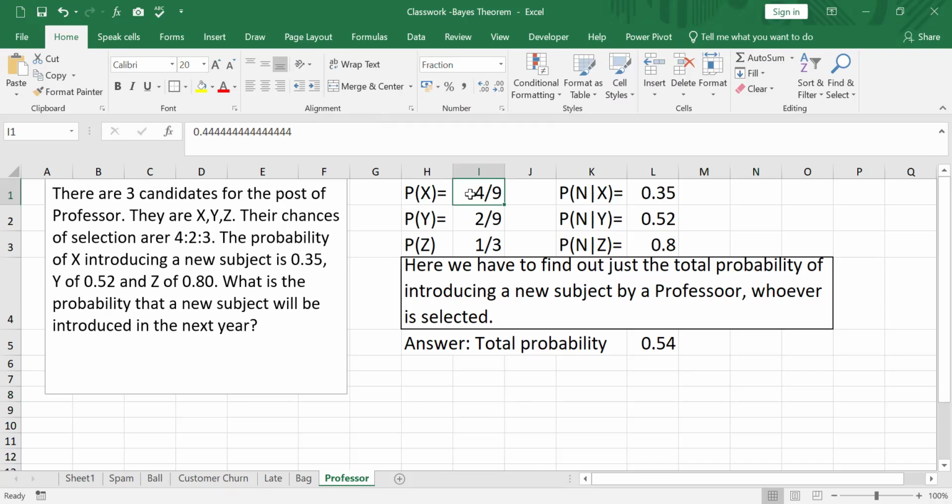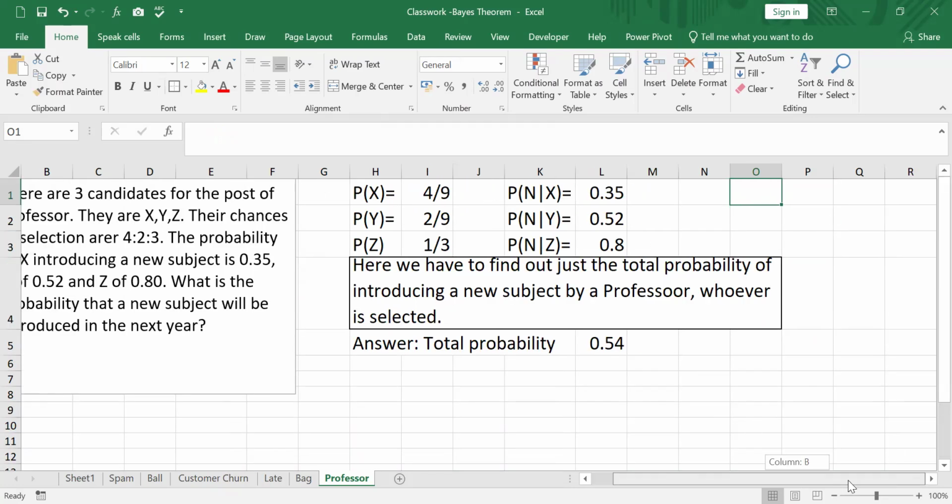P of X is 4 by 9. Why 9? 4 plus 2, 6, 6 plus 3, 9. His share probability is 4. Y is 2 by 9. Now, if X is selected, the probability that it introduces a new subject is 0.35. If Y is selected, new subject 0.52. If Z is selected, the new subject probability is 0.80.